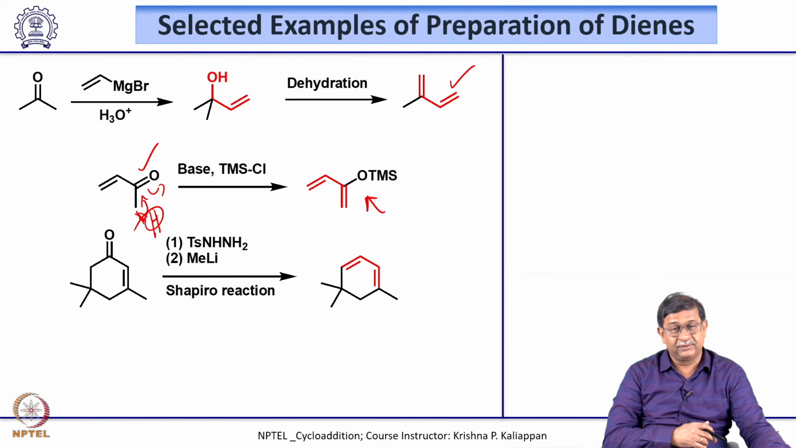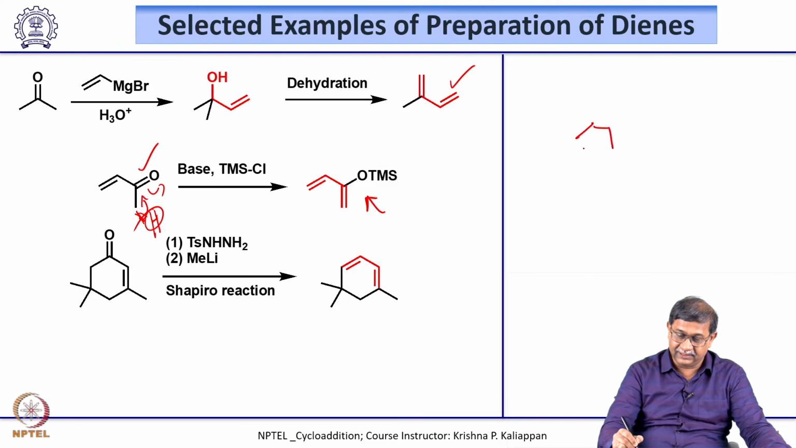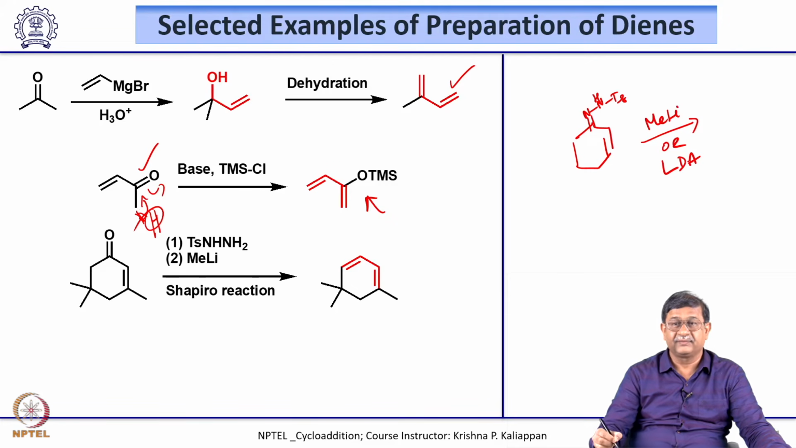One more way, one can use Shapiro reaction to form the diene. For example, if you take any cyclohexenones and treat with tosyl hydrazine, you will get the corresponding tosyl hydrazone. Now, if you treat this tosyl hydrazone with methyl lithium or LDA, it can undergo elimination to give you the corresponding diene. So these dienes can be further used in the Diels-Alder reaction.